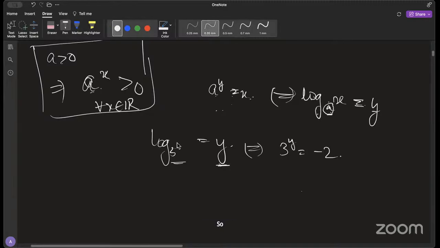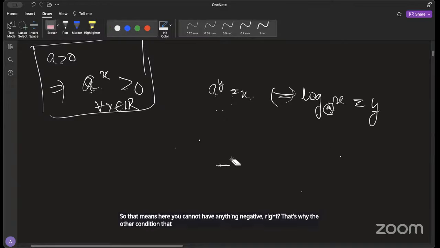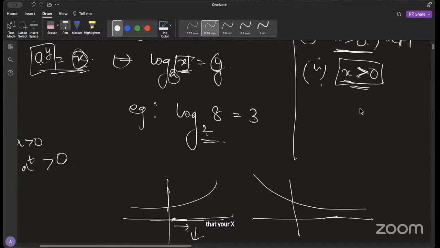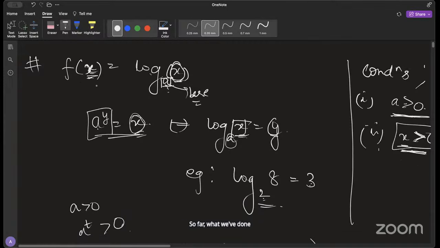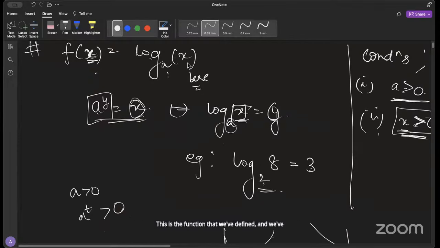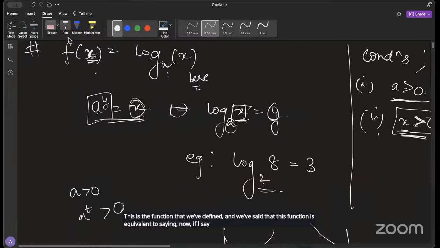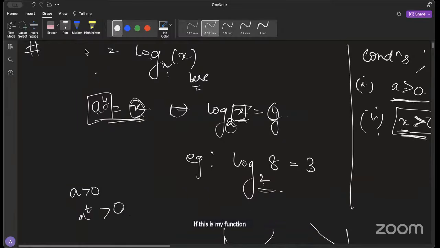So that means here you cannot have anything negative. That's why the other condition that comes along with it is that your x should be greater than 0. So far, what we've done is we've defined the function in this manner: log base a of x. This is the function that we've defined, and we've said that if y is equal to log base a of x, this means that a to the power y is x.